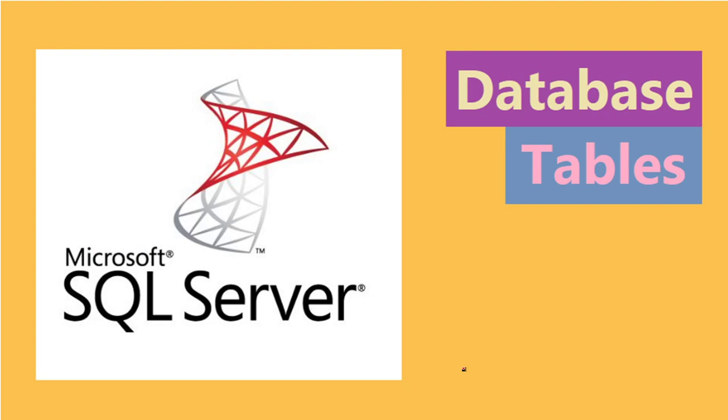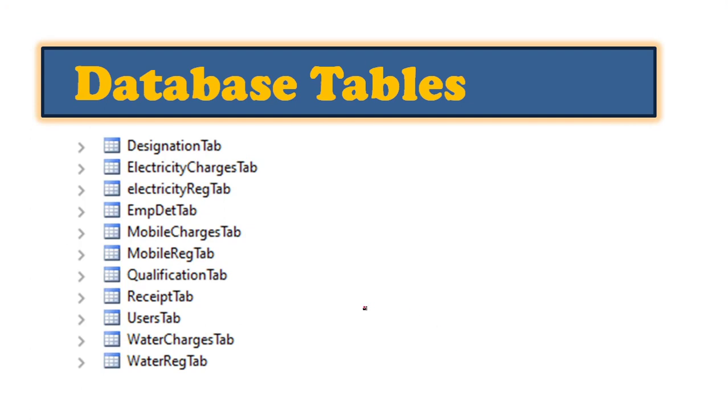Now database tables. Now let us understand what are the tables are used in this project. So we have destination table, electricity charges table, electricity registration table, employee detail table, mobile charges table, mobile registration table, qualification table, a receipt tab, users tab, water charges tab, water registration tab. So these two make one group, and mobile these two make a group, and these two make a one group. So receipt is concerned, it will take all the value money in the receipt table.